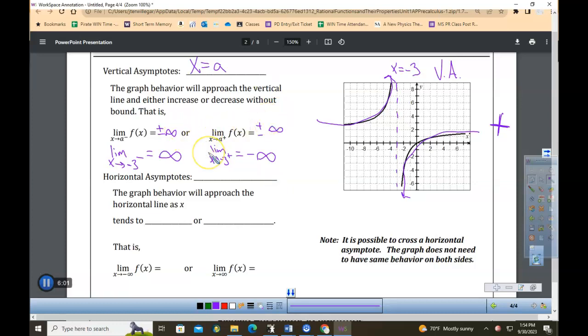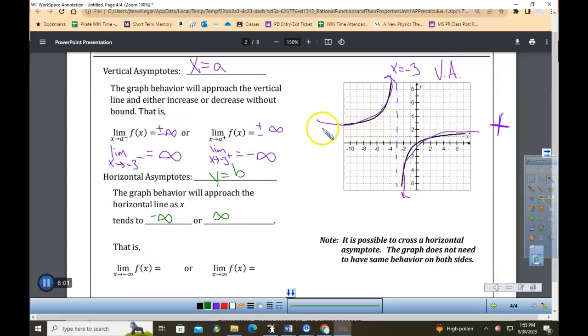Now, horizontal asymptotes are a little bit different. So we're going to use a different color. Let's use green. We're going to call our horizontal asymptotes y equals b. Now, as we approach our horizontal asymptote, our x will tend to go off to negative infinity or infinity. I'll show you what that means.